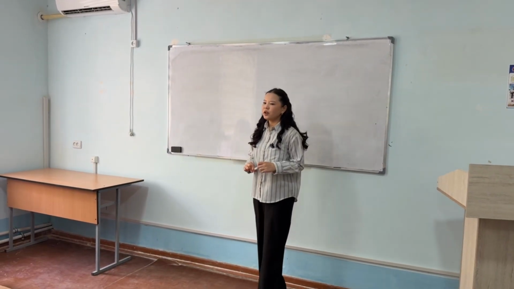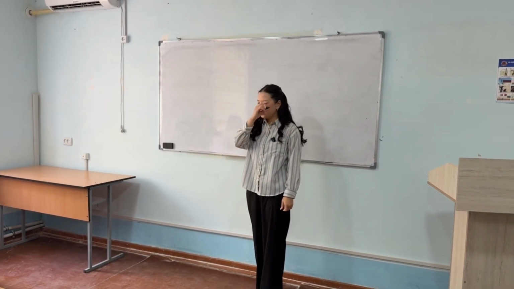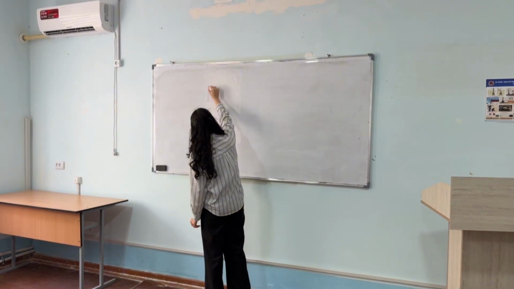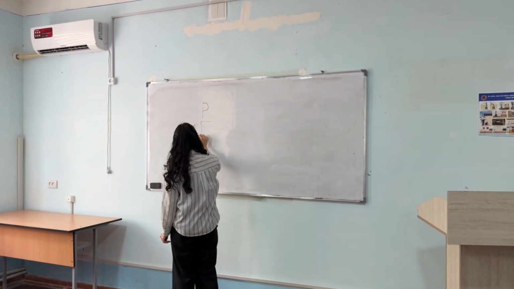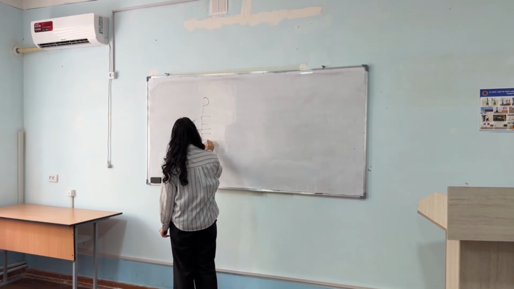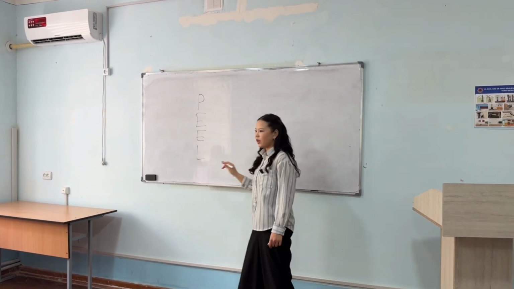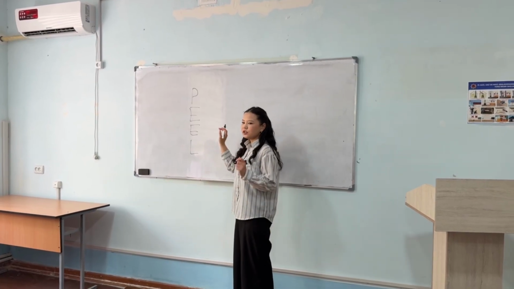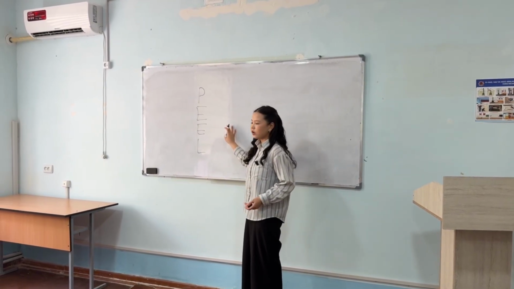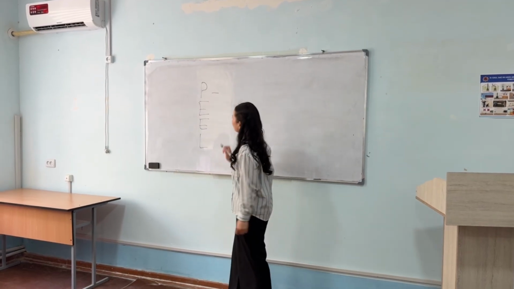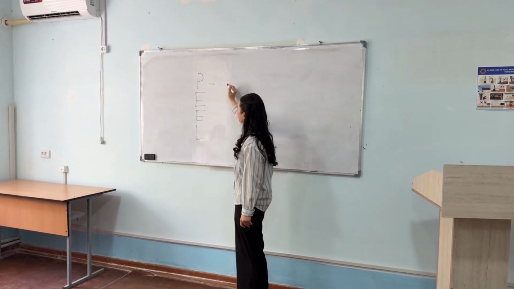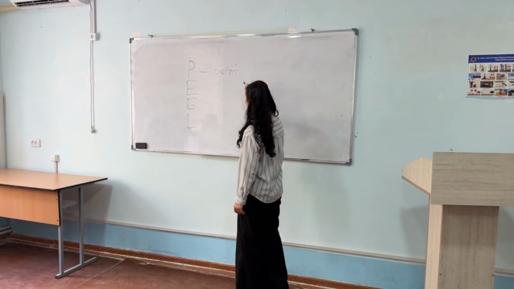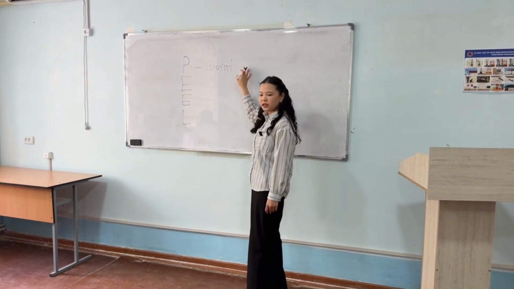The structure I'm going to share with you is called PEEL, and I'll write it here in large capital letters. Is it visible? Okay, clear. So the structure is PEEL. Now I'll explain what it stands for. For a body paragraph, P stands for point, or topic sentence. Clear?